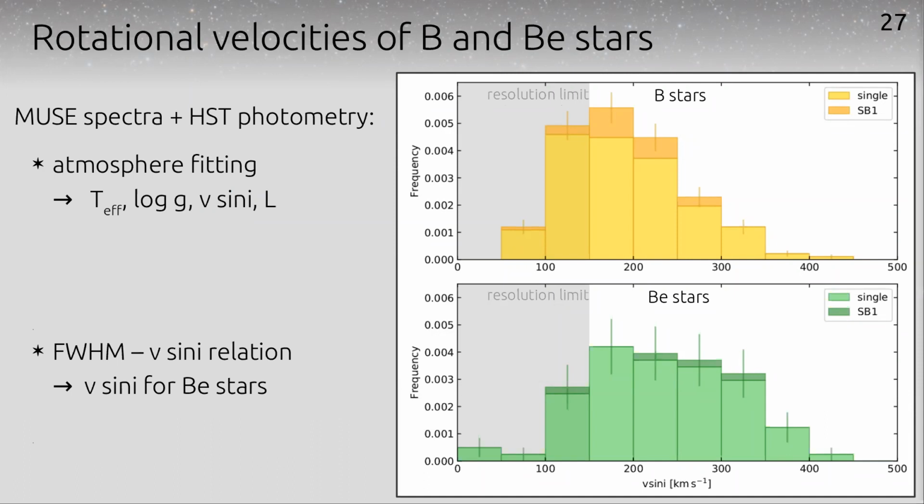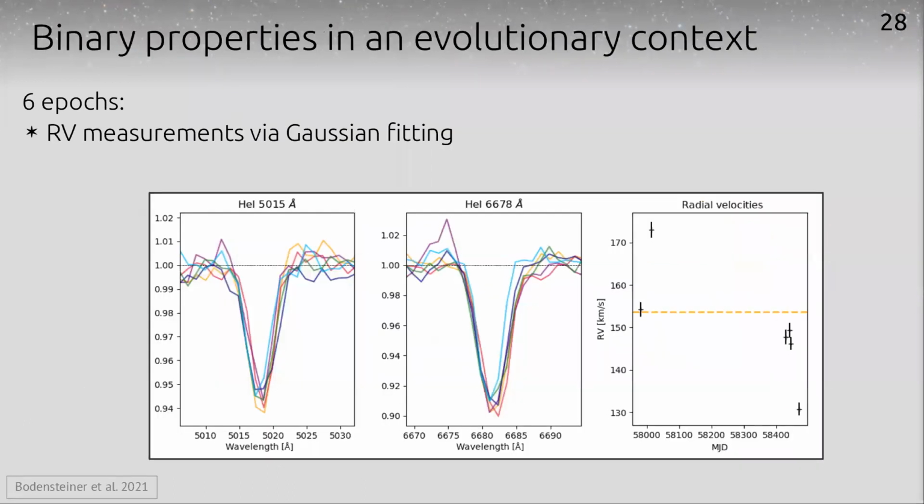And then there's one more thing we can do, which is we have 6 epochs of observations. So what we can do is we can look for binaries. As I said, the resolution is low, so we have to take care of our sensitivity, and we only have 6 epochs. But what I've done is measured radial velocities via Gaussian fitting and also inspected the spectra to see if there's any indications for composite spectra, so SB2s, double-line spectroscopic binaries.